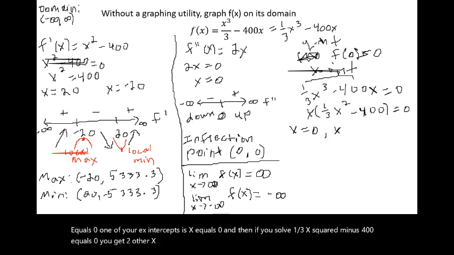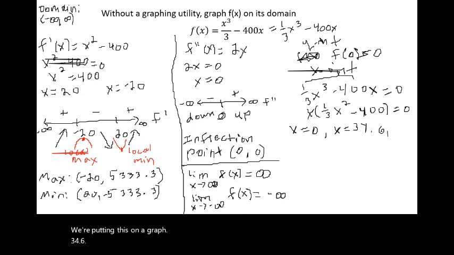You get x equals, and again, give a decimal approximation. We're putting this on a graph. 34.6 and x equals negative 34.6.